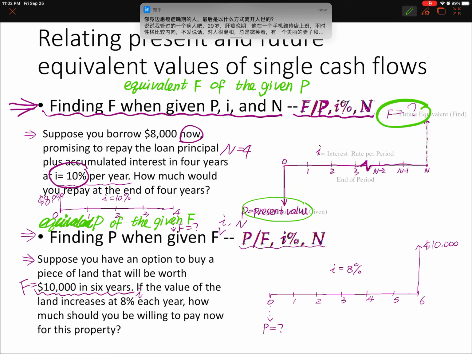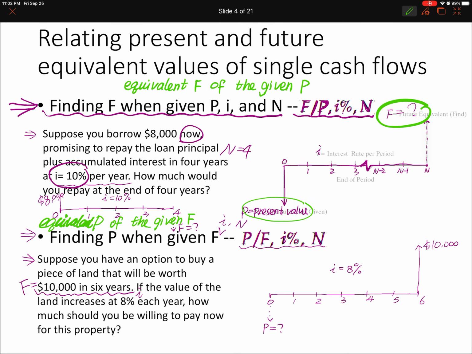So the easy way to say this is, I will just say, okay, convert the present value to a future time, or convert the future value to a present time. That's how I say this in the future classes. So don't be surprised if you hear me saying, please convert the present value to a future time.